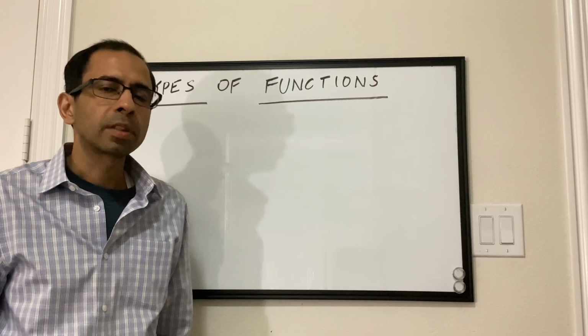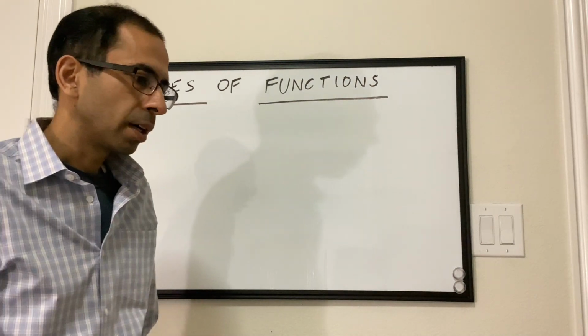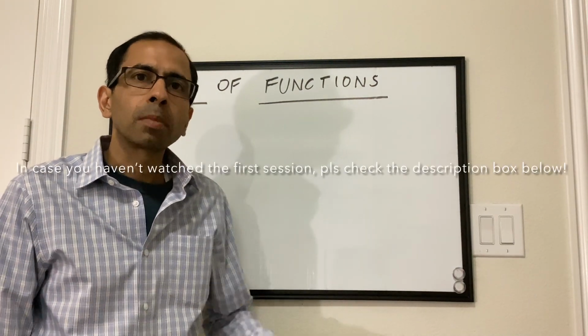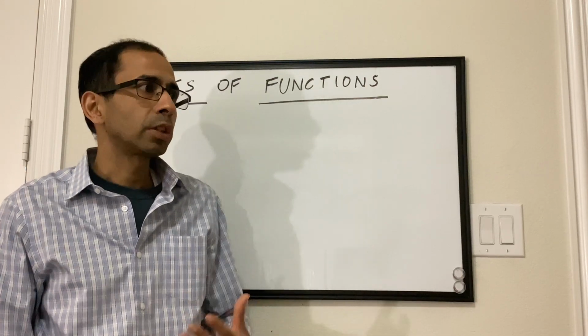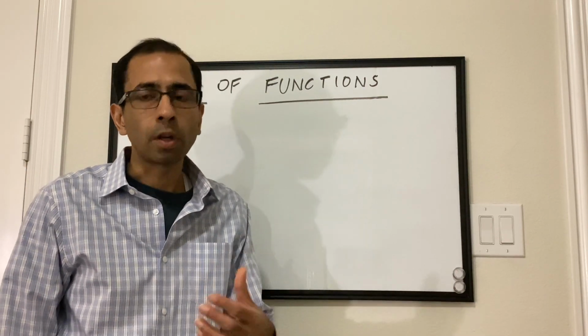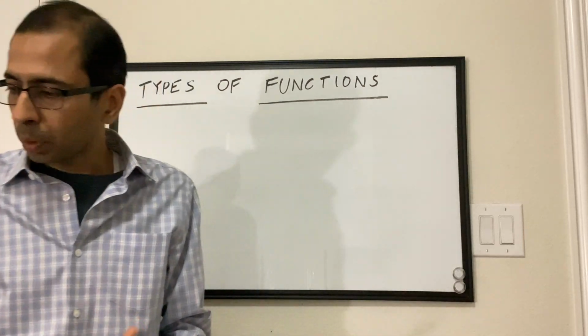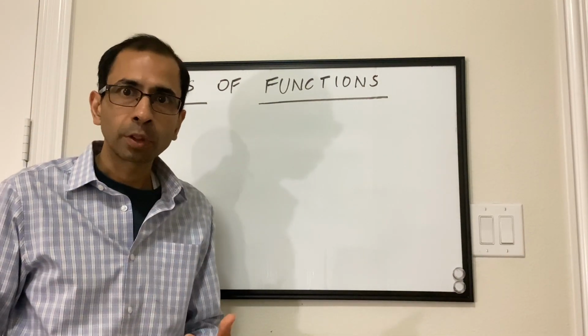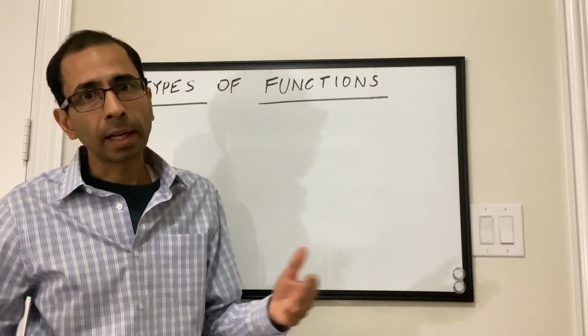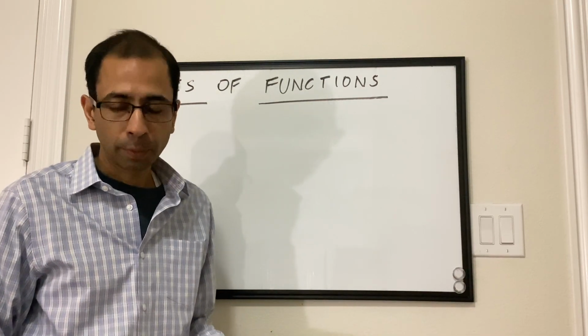Hello all, welcome to the second session on functions. In the first session, we talked about the different relationships between x and y and how any relationship could qualify to be a function or not. Let's take it forward to now understand what are the different types of functions, what are the different shapes of functions, and how can we plot any function on an xy graph, right?